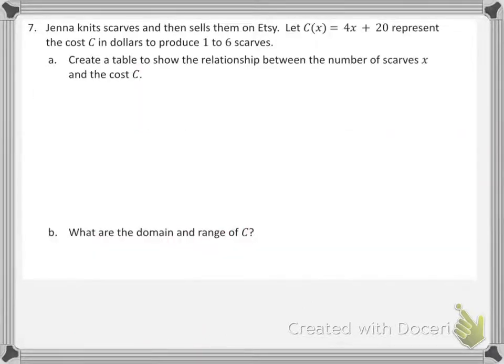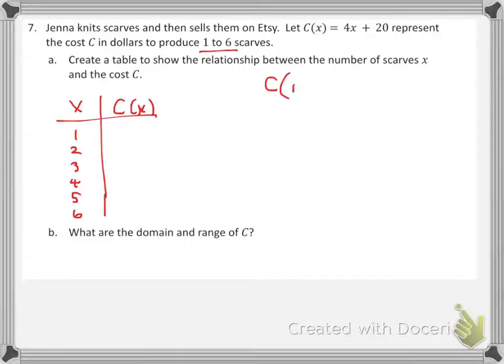All right, moving on. Number 7, Jenna knits scarves and then sells them on Etsy. Let C of x equal 4x plus 20. Represent the cost in dollars to produce 1 through 6 scarves. So our x values, let's make a table. X and C of x. Our x values are given to us, right? 1 through 6. So 1, 2, 3, 4, 5, and 6. And then we just plug in those x values to calculate the function of x. So let's do that over here.